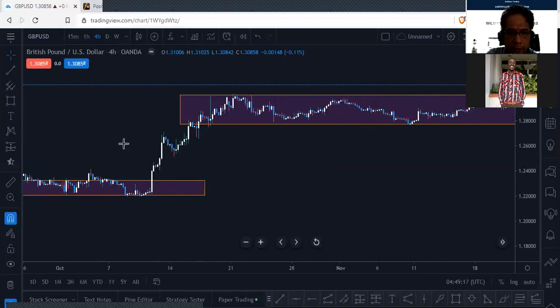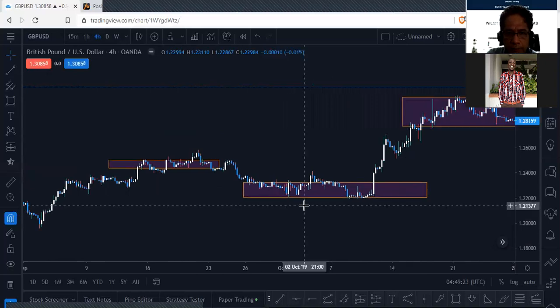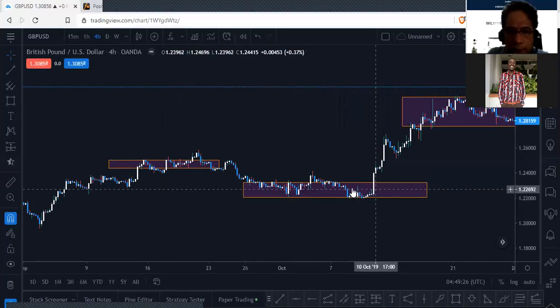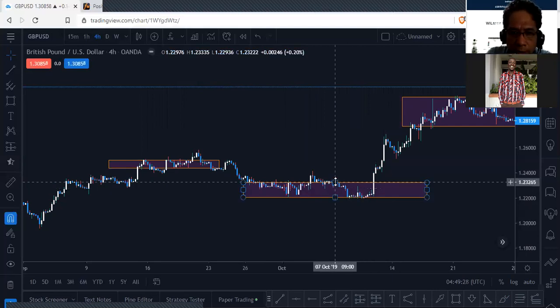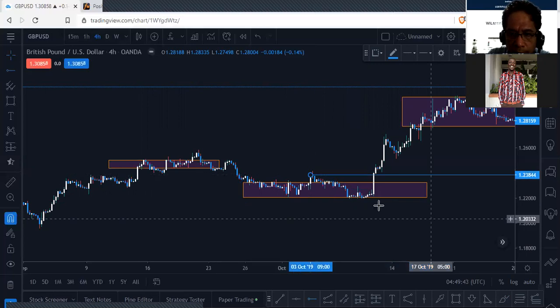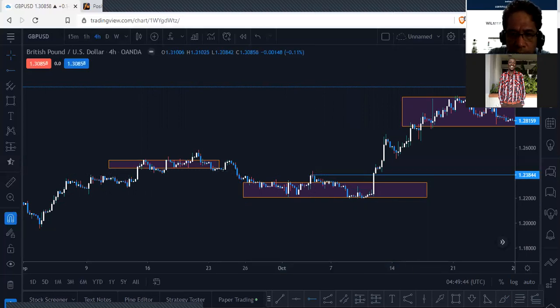All right, so it's clearer now, George. You can see it clearer. As we can see it here, we can adjust our market structure. So this is our swing high here, as you can see. See that one? This is the zone on 4 hours.